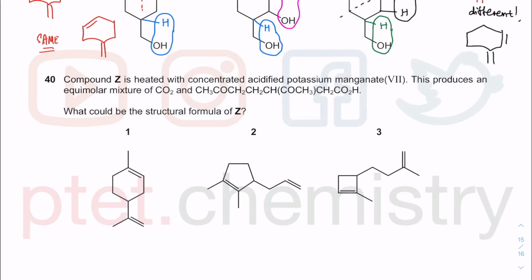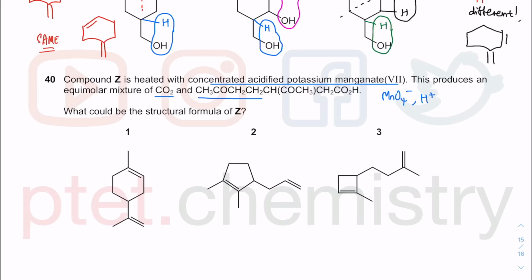This is question 40, the last question. Compound Z is heated with concentrated acidified KMnO4. So this is your dark purple solution. And when you use this very strong acidified oxidizing agent, what we have really is oxidation of alkene, as stated in the alkene syllabus. So this produces an equimolar mixture of CO2.